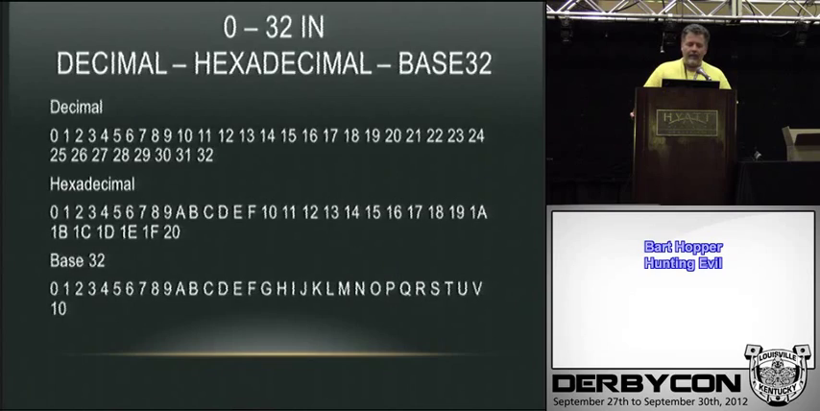Decimal or base 32. This one's kind of a mind bender. Most of us are familiar with base 10 and probably hexadecimal. There's probably fewer of us that are familiar with base 32, but you're actually using the letters A through V to count the numbers 10 through 31.